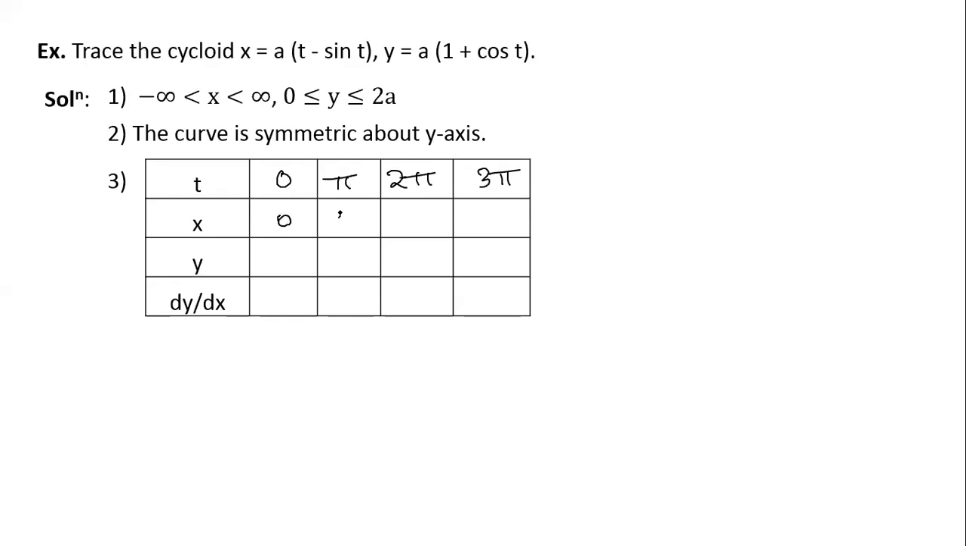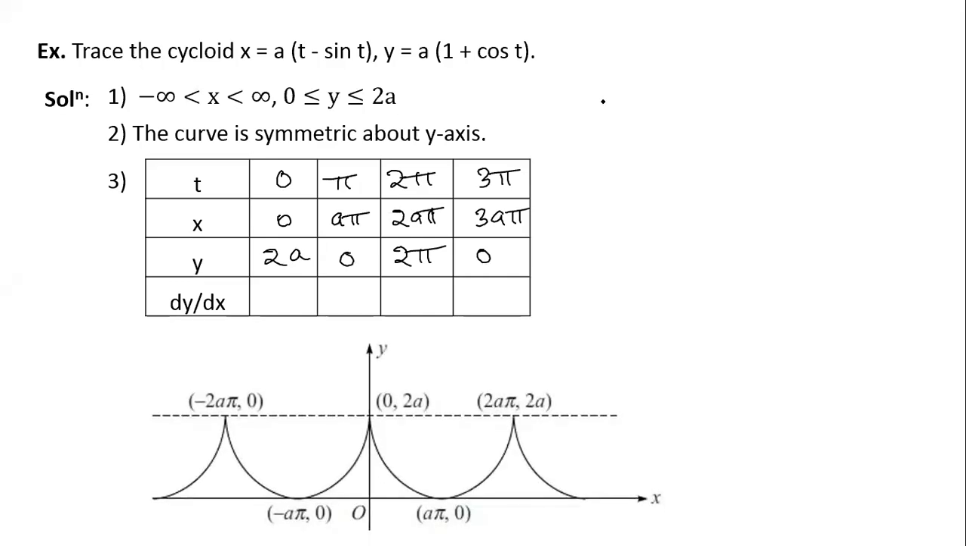will be 0, then a pi, 2a pi, 3a pi, and y. For t equal to 0, y will be 2a, and then for t equal to pi, it will be 0, then 2 pi, 0. dy by dx, and as such, you can find dy by dx, and the curve is going to look like this. So you can take a screenshot of this.